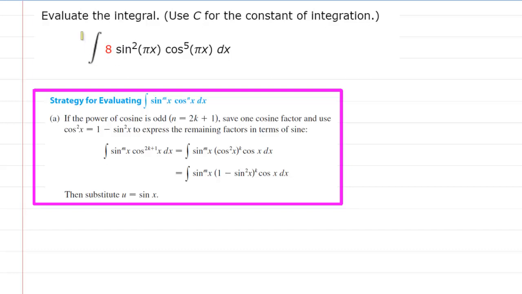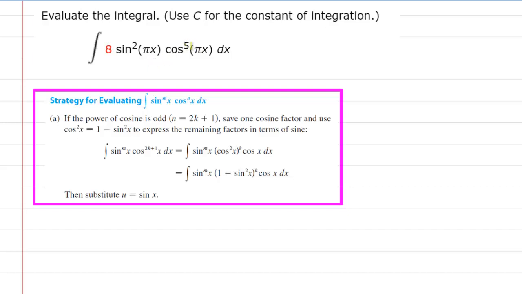In this problem, we are asked to evaluate a trigonometric integral. Basically, a trigonometric integral is when you have a trig function raised to a certain power being multiplied by another trig function raised to another power. And that's exactly what we have here. And there are a couple of strategies depending on the exact scenario.